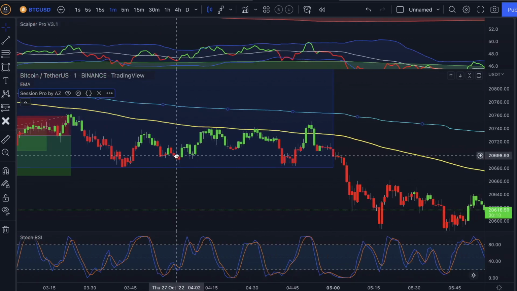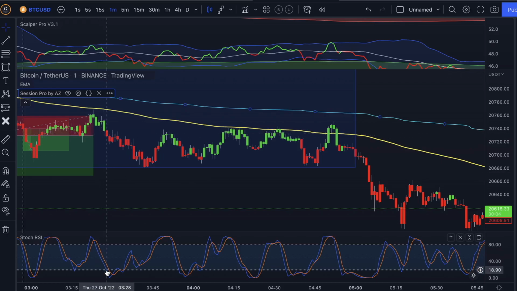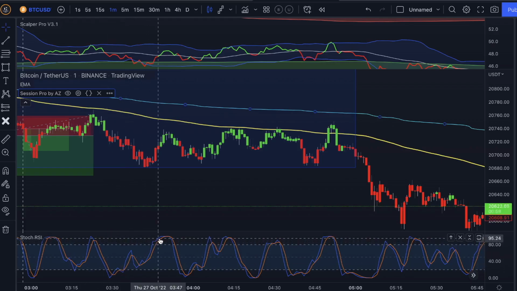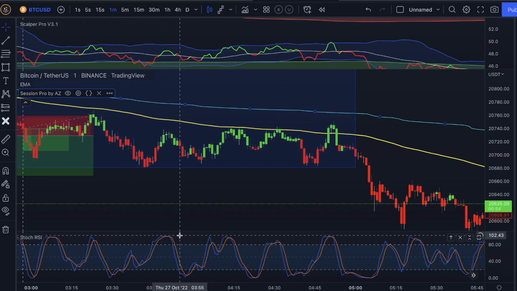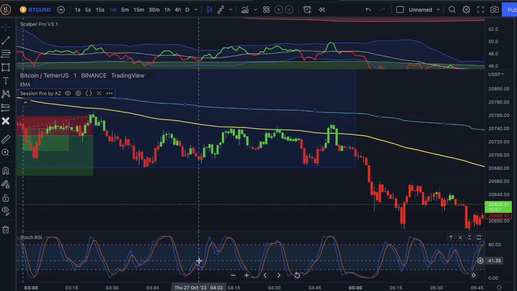So let's have a look what happened here. We broke down and we turned bearish on the SCALPER Pro, but the stochastic RSI was already pretty much oversold. So we continued to curl back up. So we're only looking for short opportunities now. We turned red again, but the stochastic RSI is already oversold again.